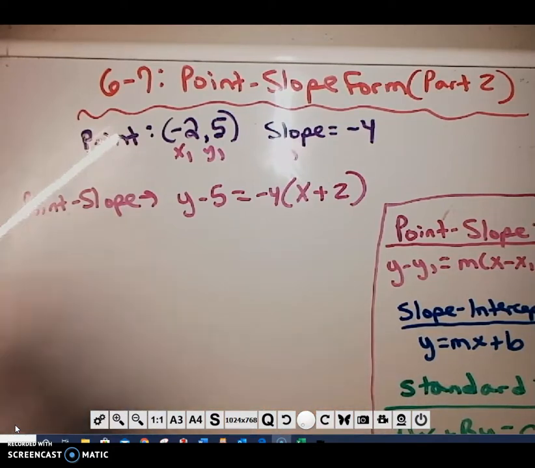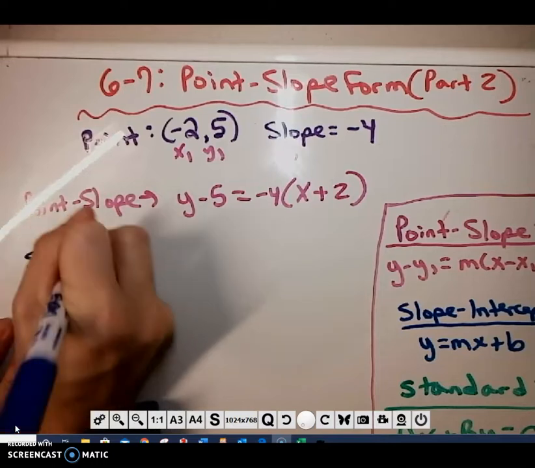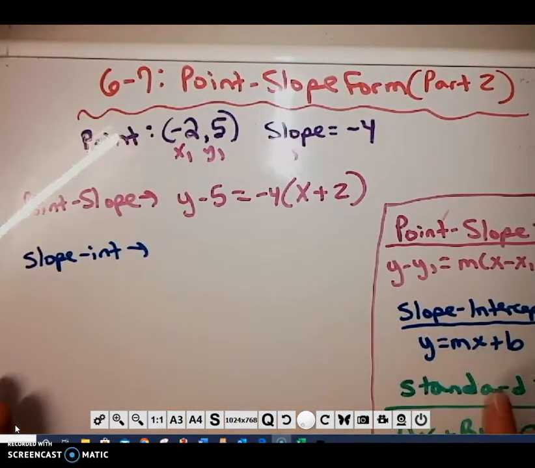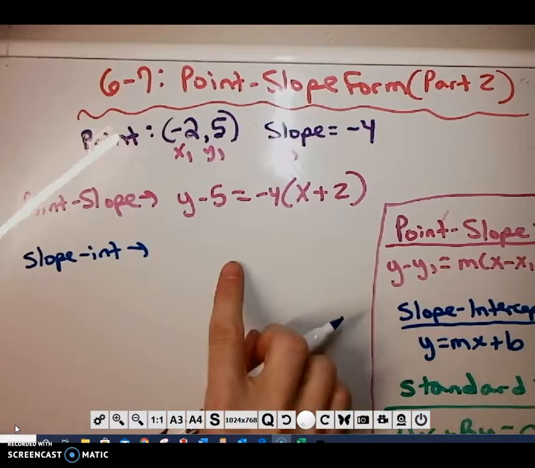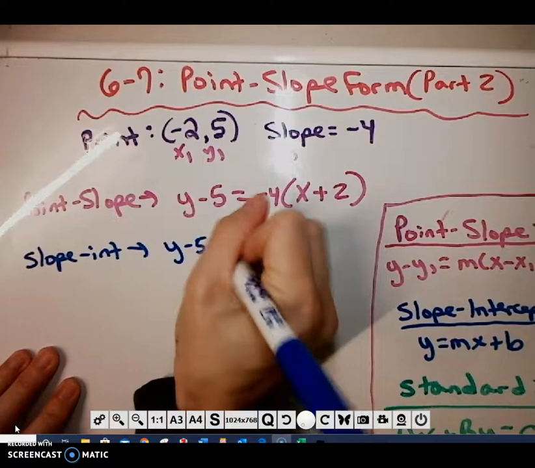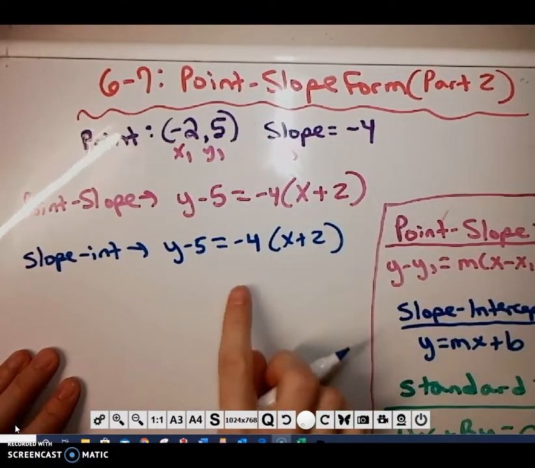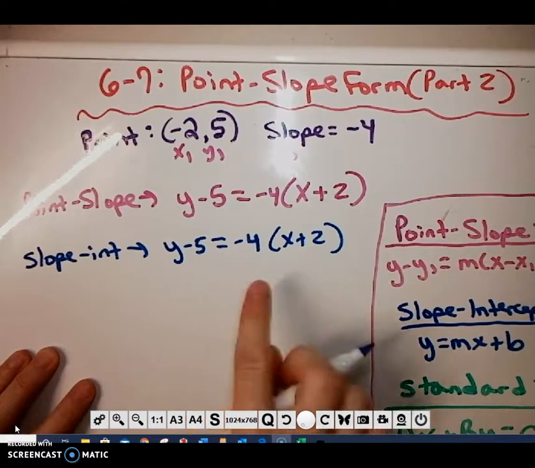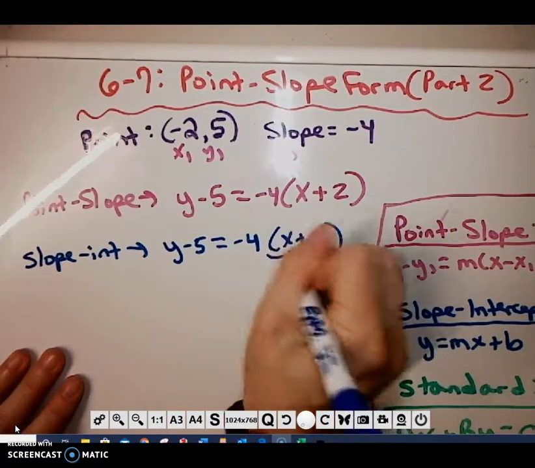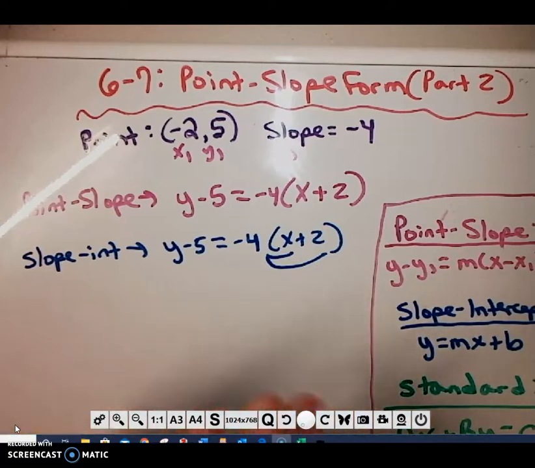Now I want to write it in slope-intercept form. Slope-intercept form is y equals mx plus b. To get it into slope-intercept form, I'm just going to quickly rewrite it in point slope. From point slope, to get it to slope-intercept, I'm just going to solve for y. I want to make this y equals. The first step to do that is to distribute. I'm simplifying both sides, you guys. This is back to basics.